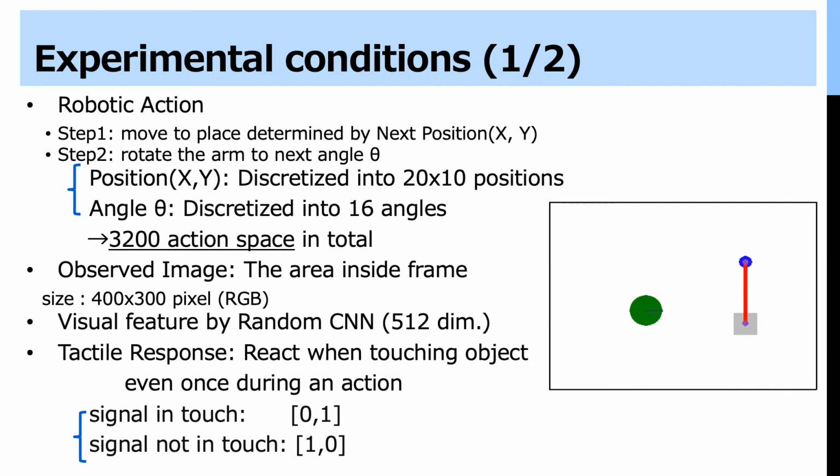The observed image is the whole area inside the frame with 400 times 300 pixels from top view. The visual feature is calculated by a random CNN. The feature is a vector with 412 dimensions. Tactile response is two-dimensional. If the agent touches the object with a body part during the action, the tactile response is (0, 1). Otherwise, the response is (1, 0).